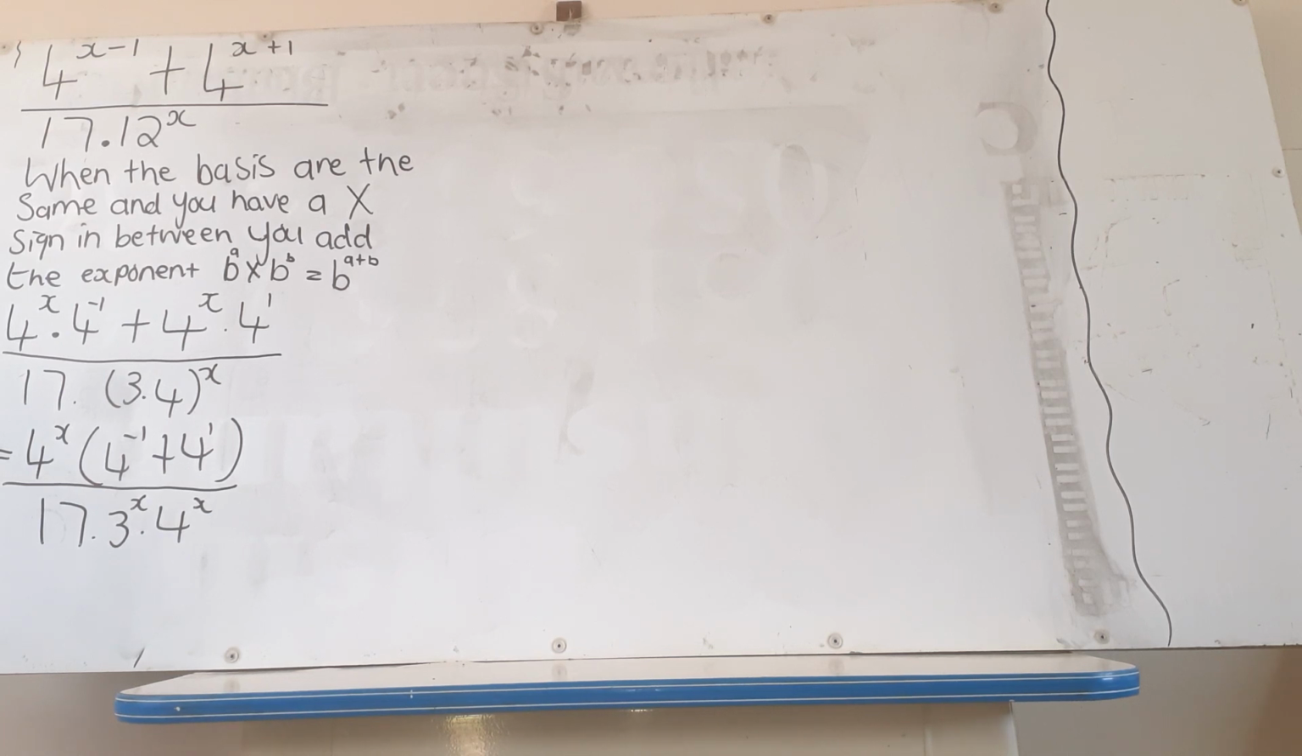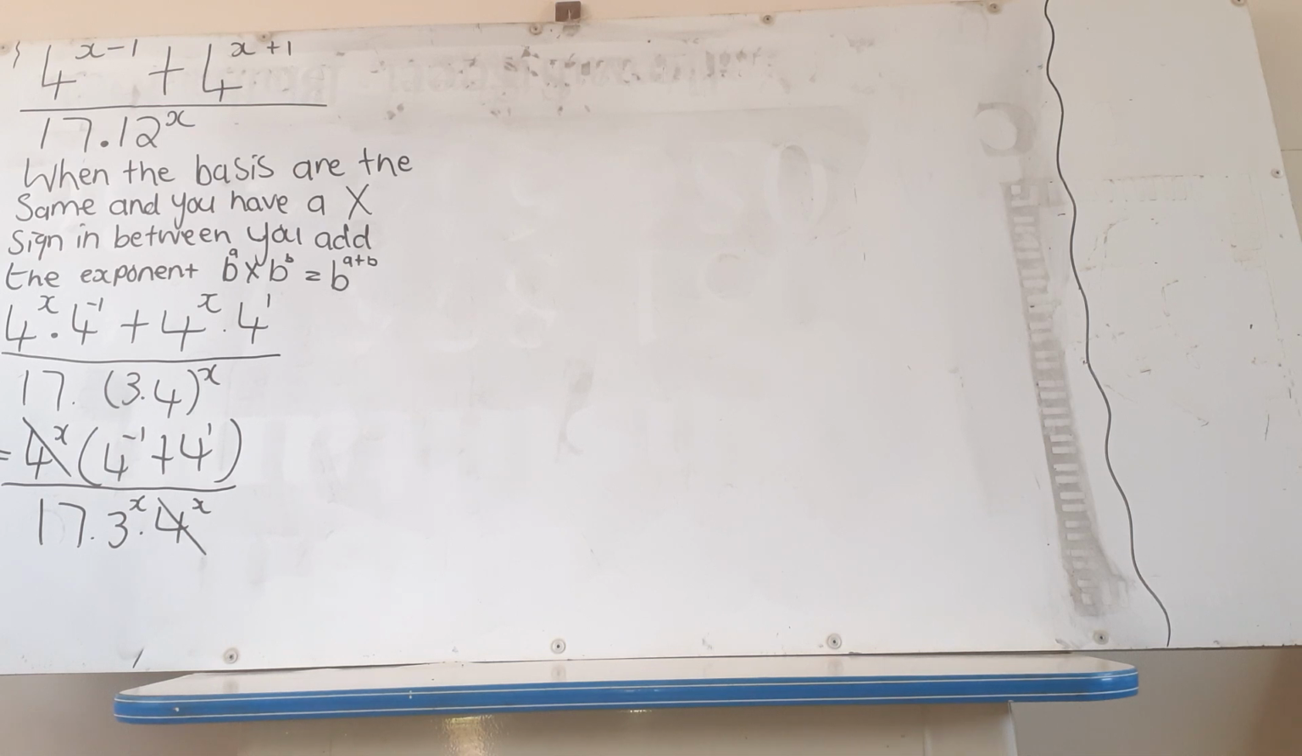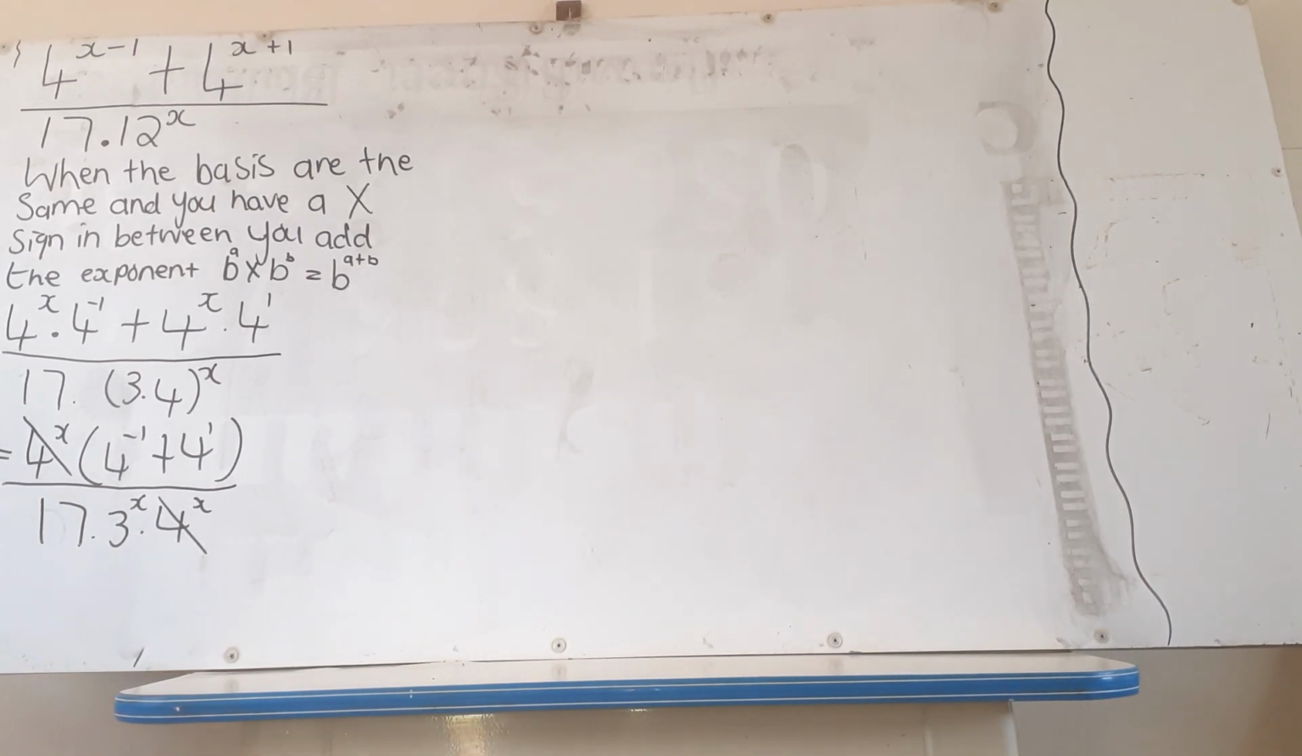Let's now see what we can do. What we can do is cancel the 4s. 4 to the power of x can cancel each other. After that, we cancel the 4s, and what we know is that we cannot leave a negative exponent. Those are the exponential rules. So this is how we deal with a negative exponent.